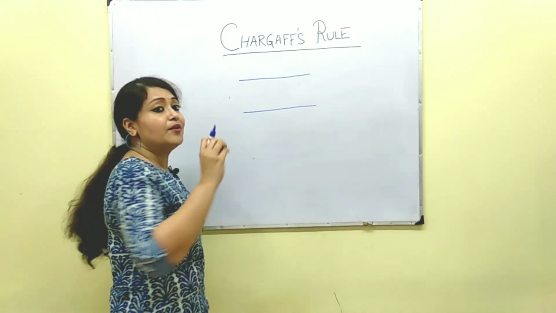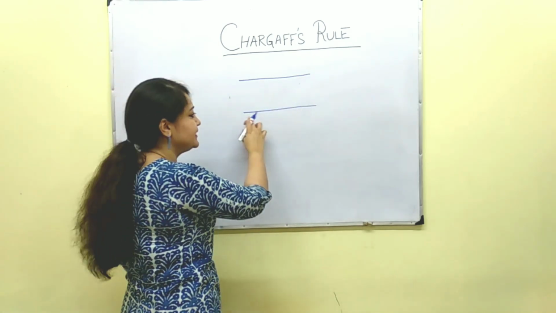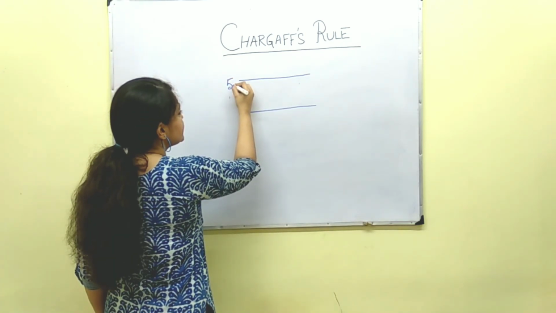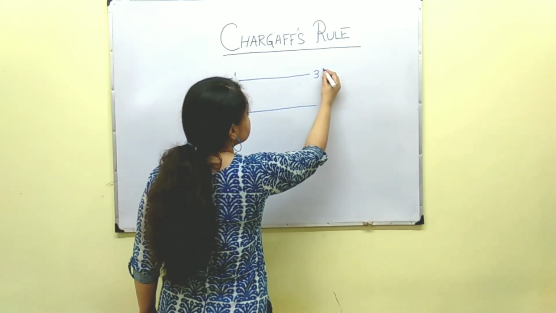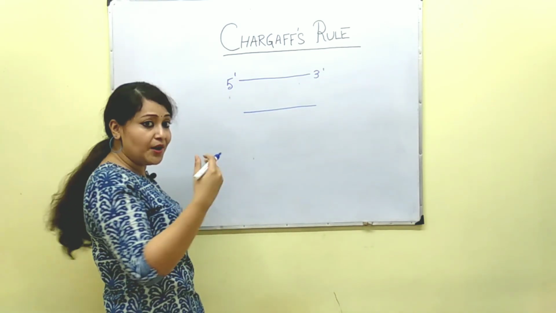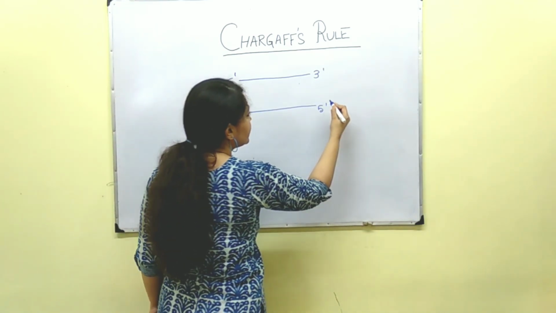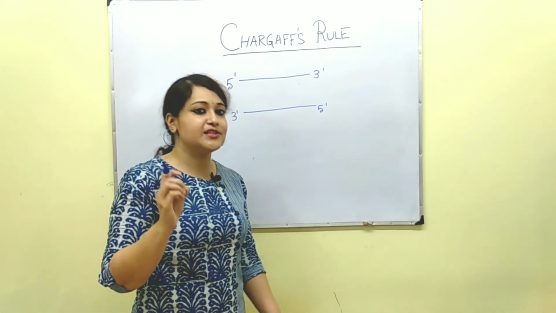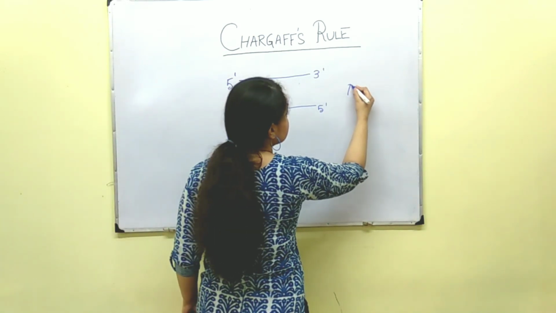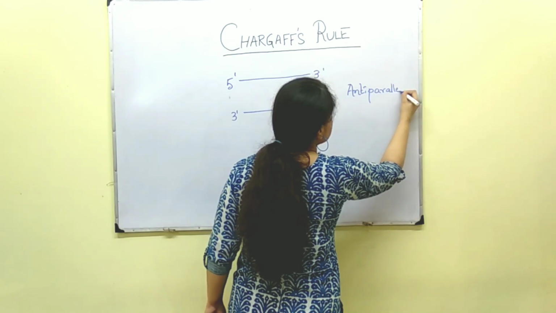Now, what do we mean by anti-parallel? See, this is one strand and this is the other strand. If one strand runs in this direction, that is 5' to 3', the other strand will run in the opposite direction, that is 3' to 5'. This particular arrangement is known as anti-parallel arrangement.